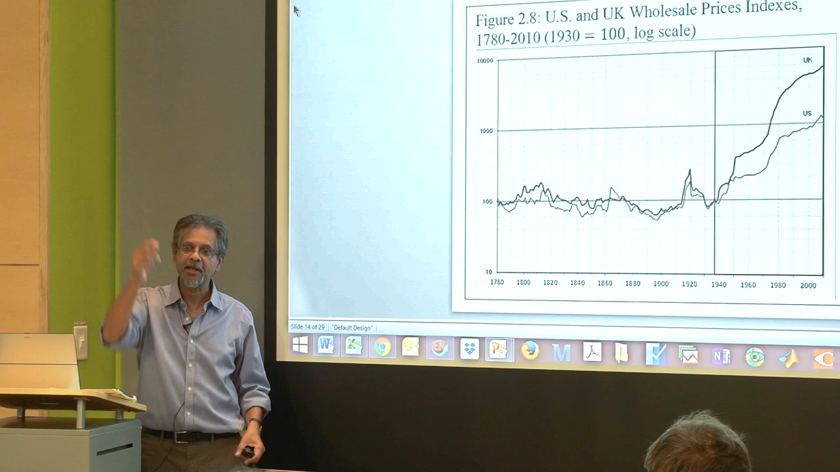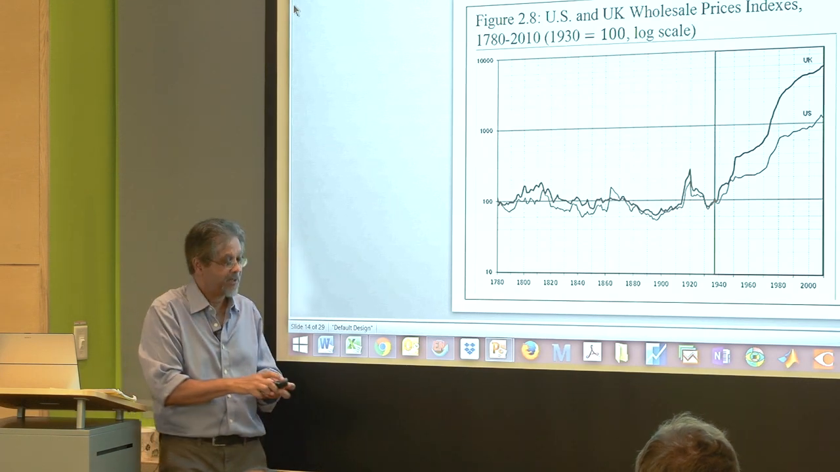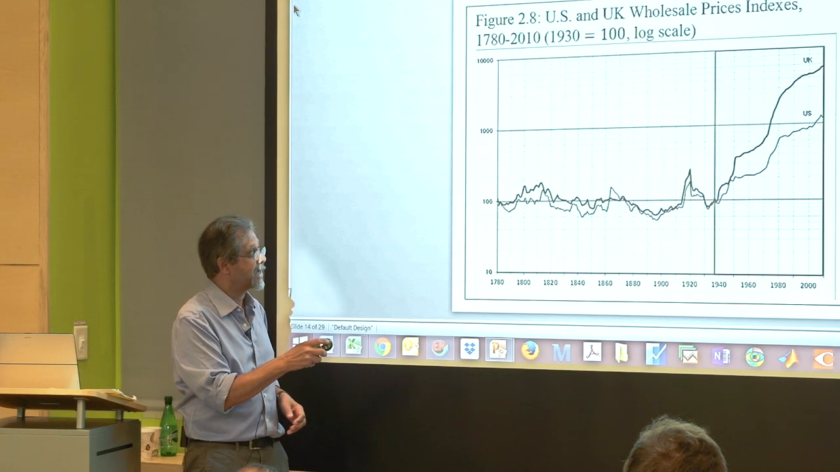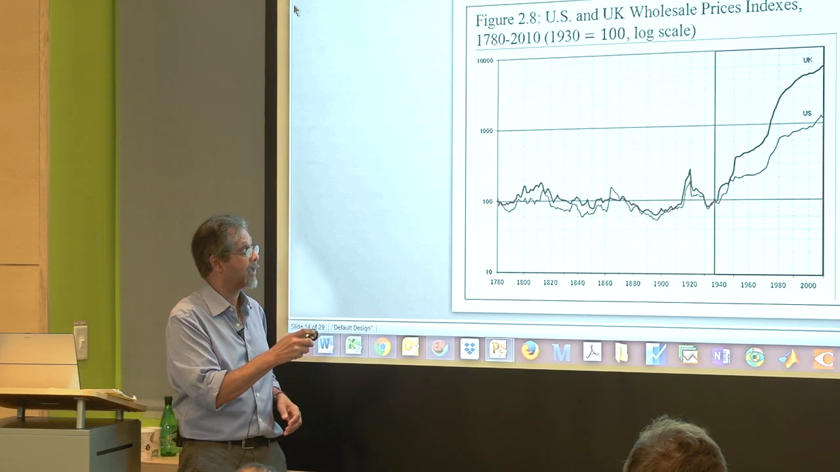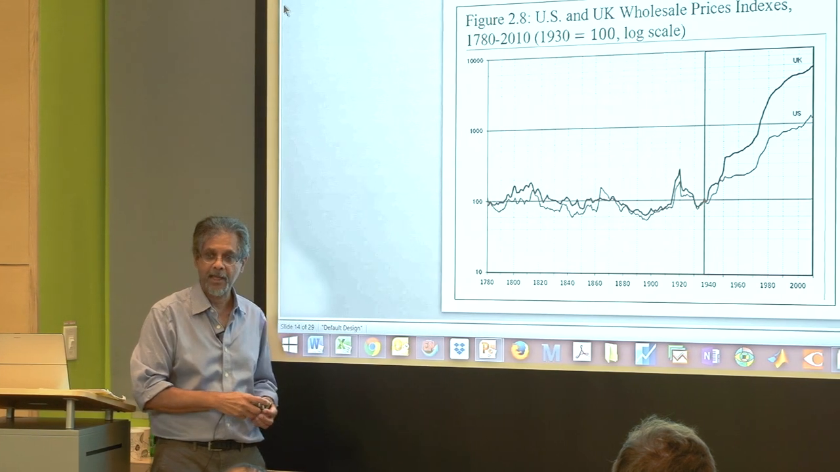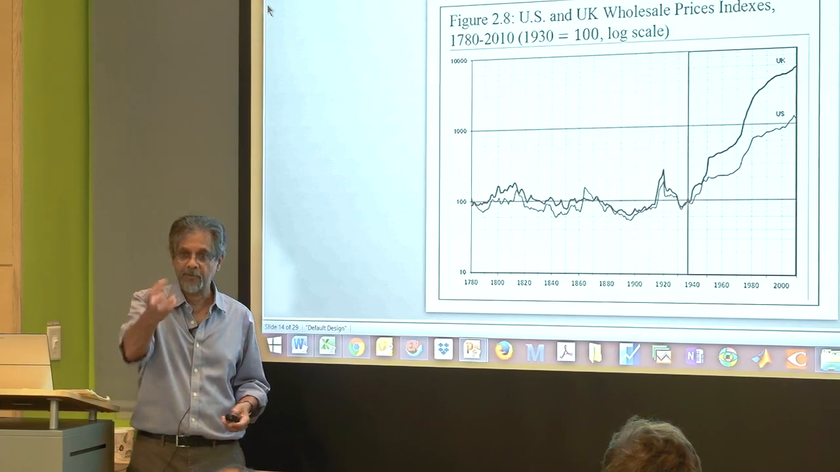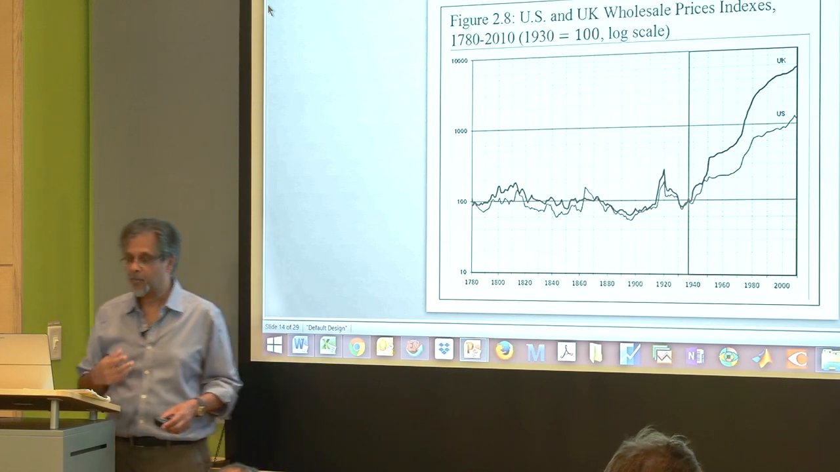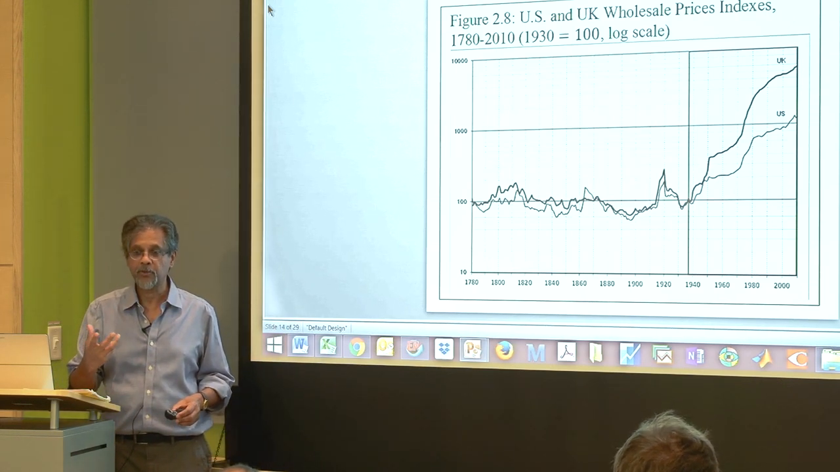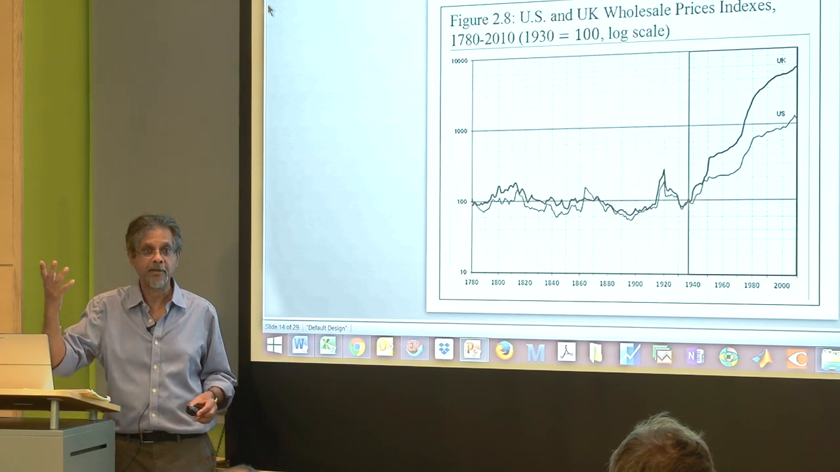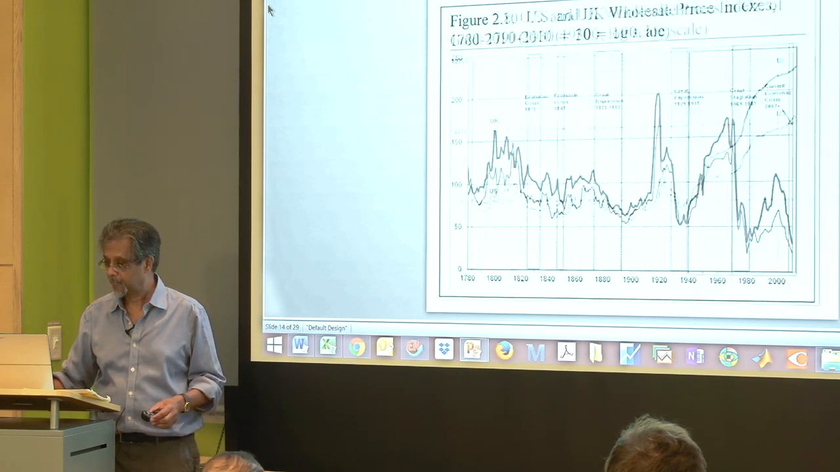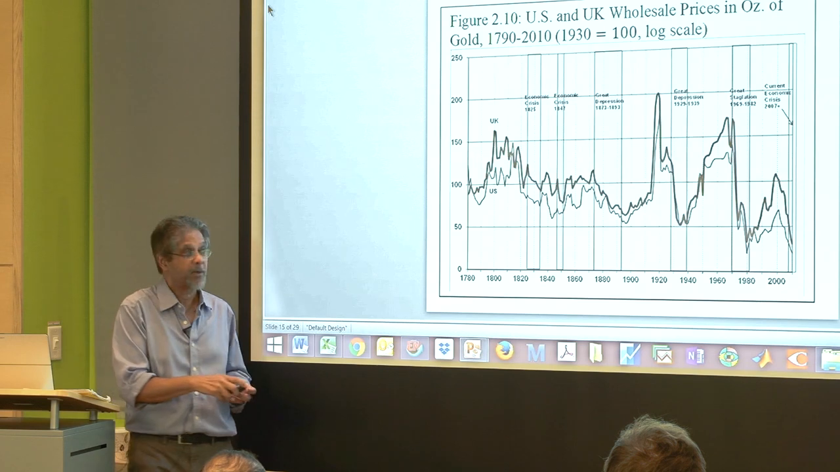But in the back of the book, he has another set of data, because each one of these is in terms of the local currency. The US index is in dollars. The UK index is in British pounds, relative to some base here. So this is a local currency. In the back of the book, he says, well, why we should use international currency. What's international currency? Gold.